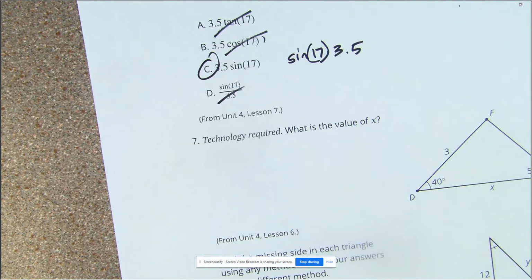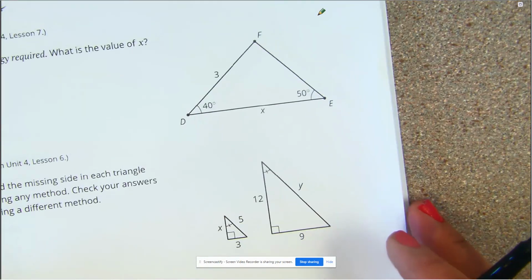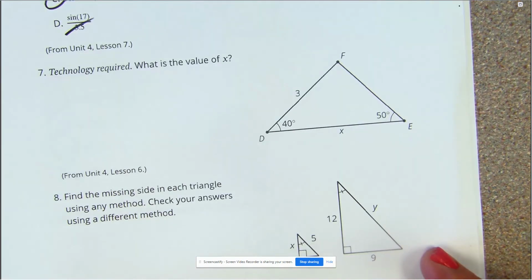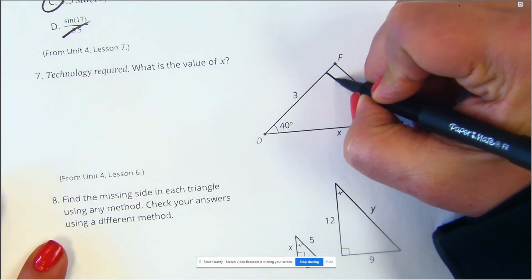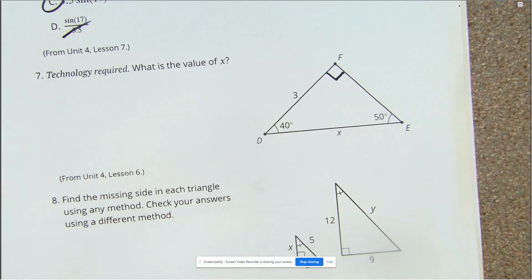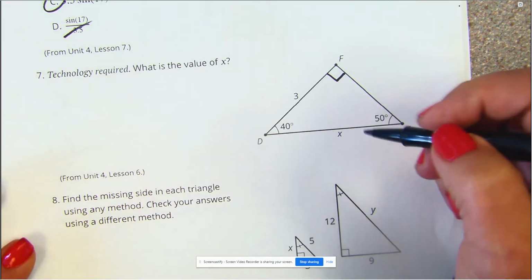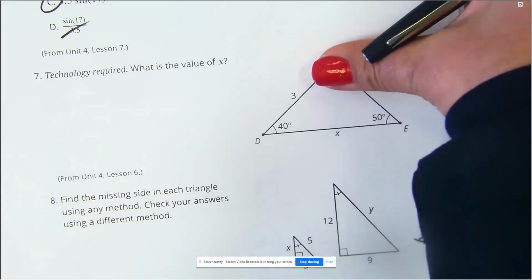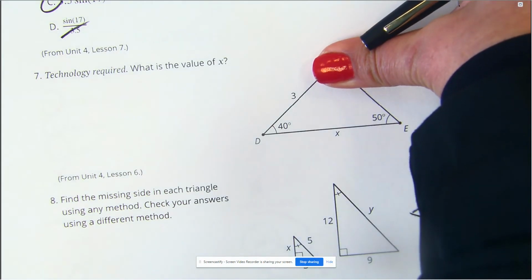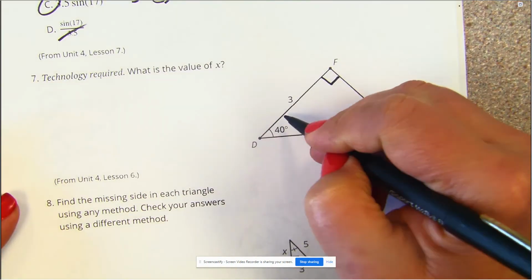Number 7. What is the value of x? All right, so first of all, let's take a look here. We've got 40, 50. That's 90, so this is a right triangle. Because remember, you can't use sine, cosine, and tangent unless it's a right triangle. And they want me to find x. Well, which angle do I use? You're always going to use one of the acute angles. It doesn't matter which one. I'm going to use 40.